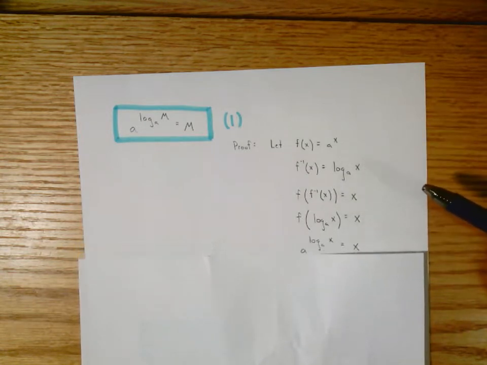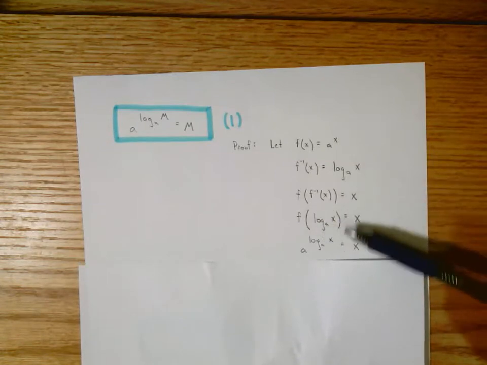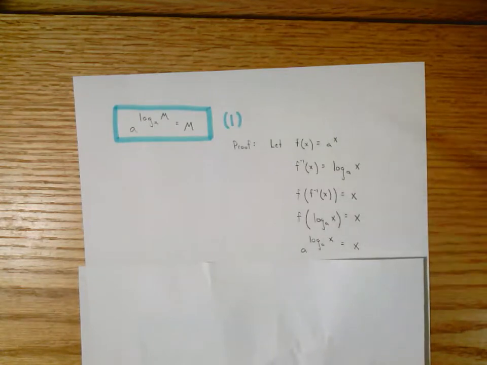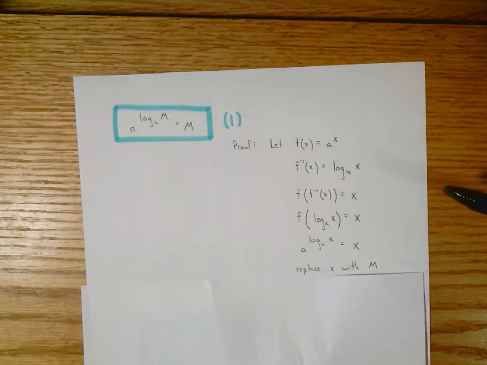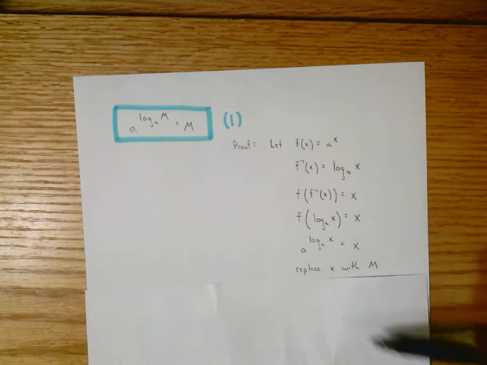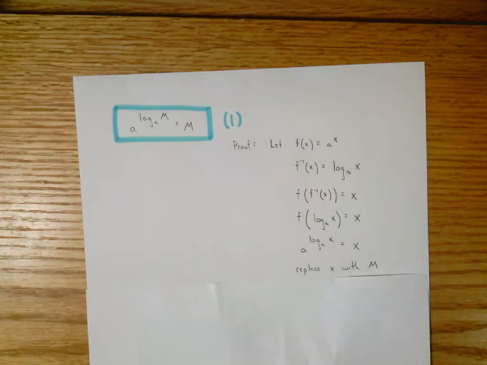And then I'll do a composition of functions, substituting that in place of x in my original function f. This gives us our expression a to the log base a of x is equal to x. Now, when the book gave us our property, they were using the variable m instead of the variable x. Obviously, there's nothing magical about which letter we use. So if I replace x with m in my proof, now I have that proof in the blue box up above.